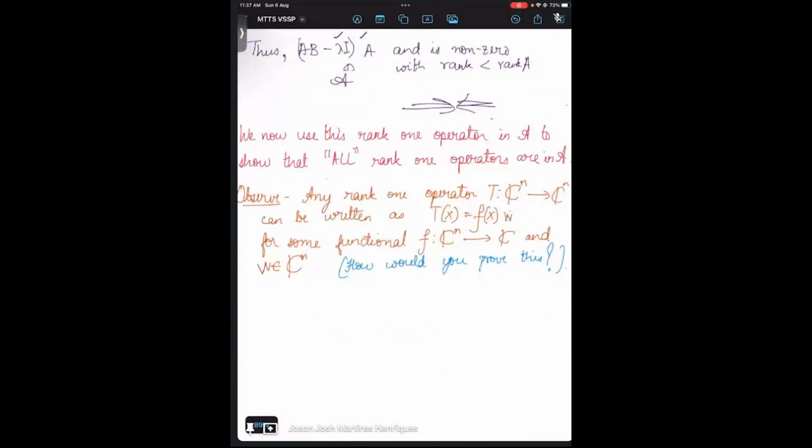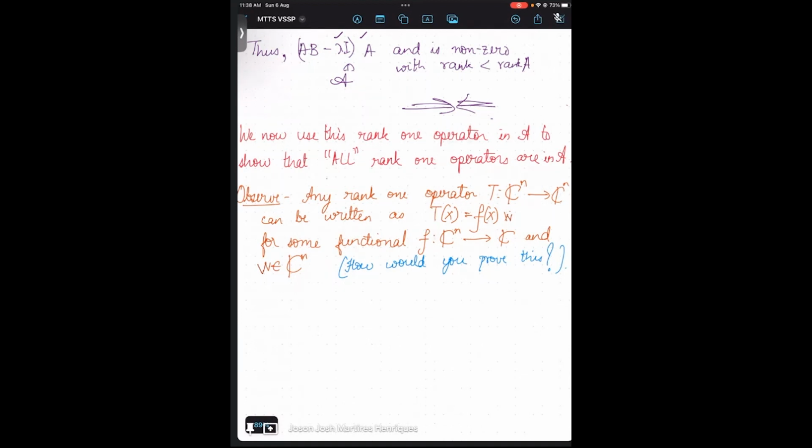Okay, so now we are guaranteed the existence of at least one rank 1 operator. We are going to use this one rank 1 operator to generate every rank 1 operator inside the algebra. So we need some results before we move to this. We want to know the structure of rank 1 operators.